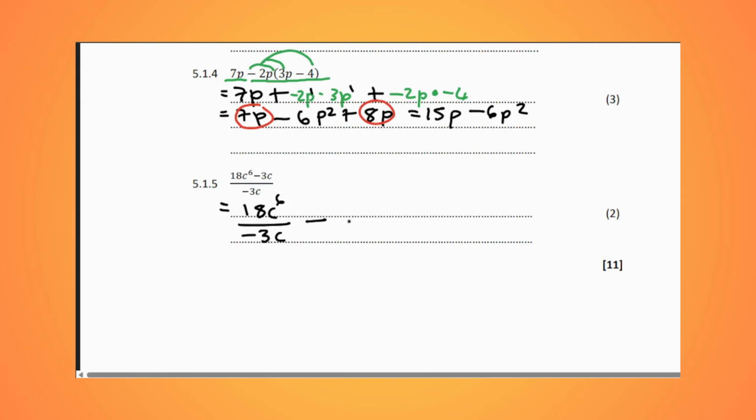We put whatever's in the middle there in the middle. 3c over negative 3c. Each term we put over whatever the denominator was. And then we go divide. So 18 divided by negative 3 will be negative 6. The c's, we will say 6 minus 1, top minus bottom exponent. Minus 3 divided by negative 3 is going to be negative 1, and c divided by c is also 1. So our final answer is negative 6, c to the power 5, minus 1 is a plus 1.